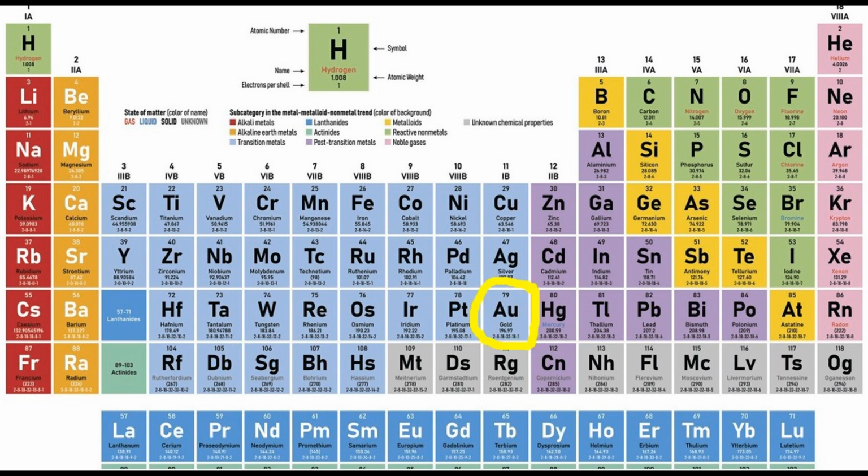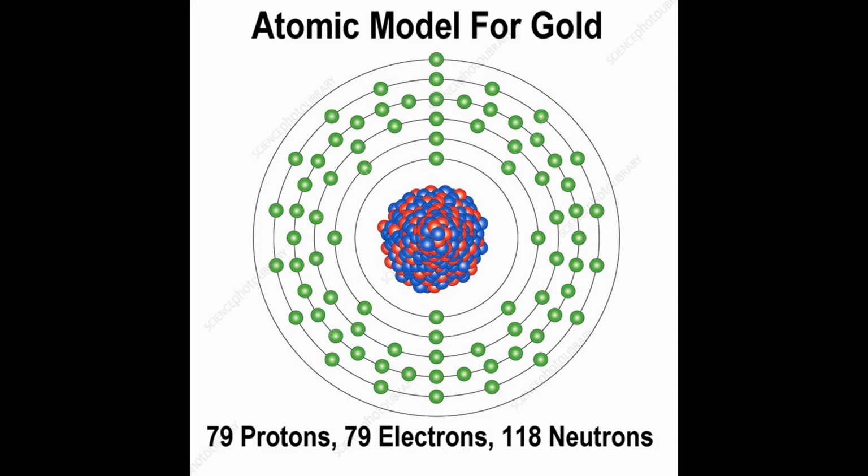Here I've circled gold on the table of the elements. Its chemical symbol is Au, which is for the Latin word for gold, which is aurum. This is the atomic model for gold. Now, this is not what an atom of gold actually looks like. This is just a model that shows the conceptual arrangement.